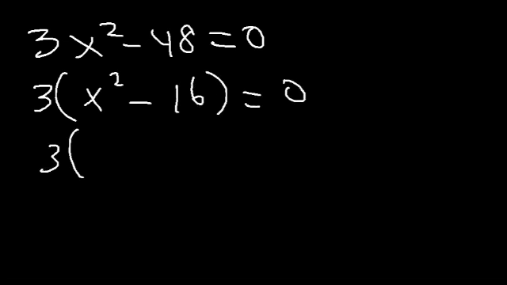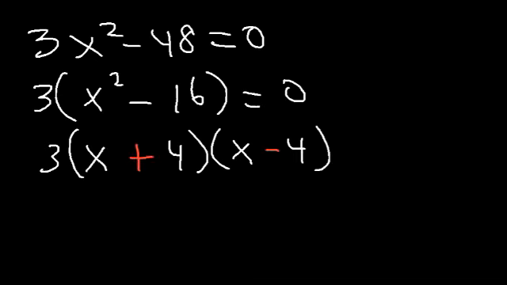which we can factor using the difference of squares technique. The square root of x squared is x, the square root of 16 is 4, and so it's going to be x plus 4 and x minus 4. So therefore x will equal negative 4 and positive 4.